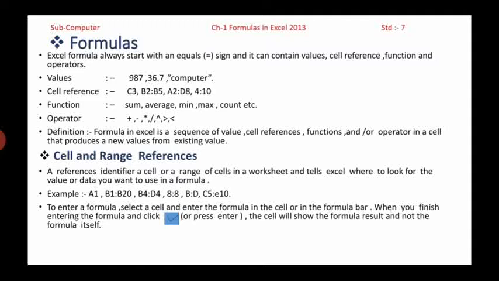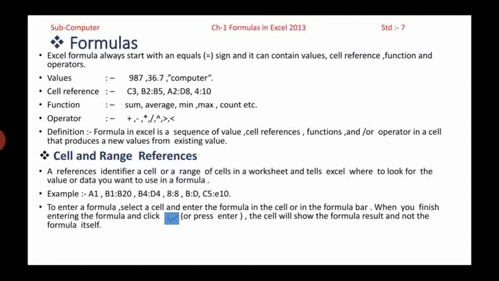First we discuss values. Excel contains integer values like 987, fraction values like 36.7, and string values like computer. Now cell reference. Cell reference means cell address. Here are examples of it: C3, B2 to B5, A2 to D8, 4 to 10. Now functions. Excel provides a number of functions: sum, average, mean, max, etc. You can use them in your formula.